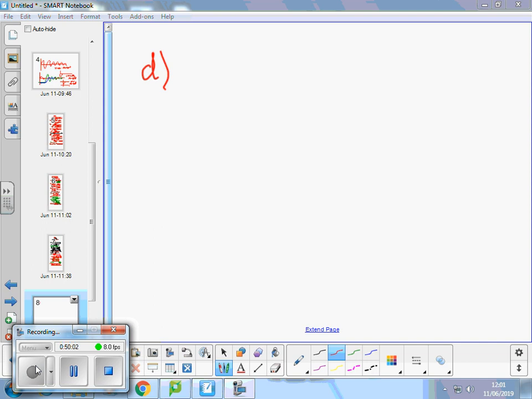We've got the formula B n is equal to 1 over pi, integral between pi and minus pi of V(t) sine nt. That's the formula we're going to use. Okay.